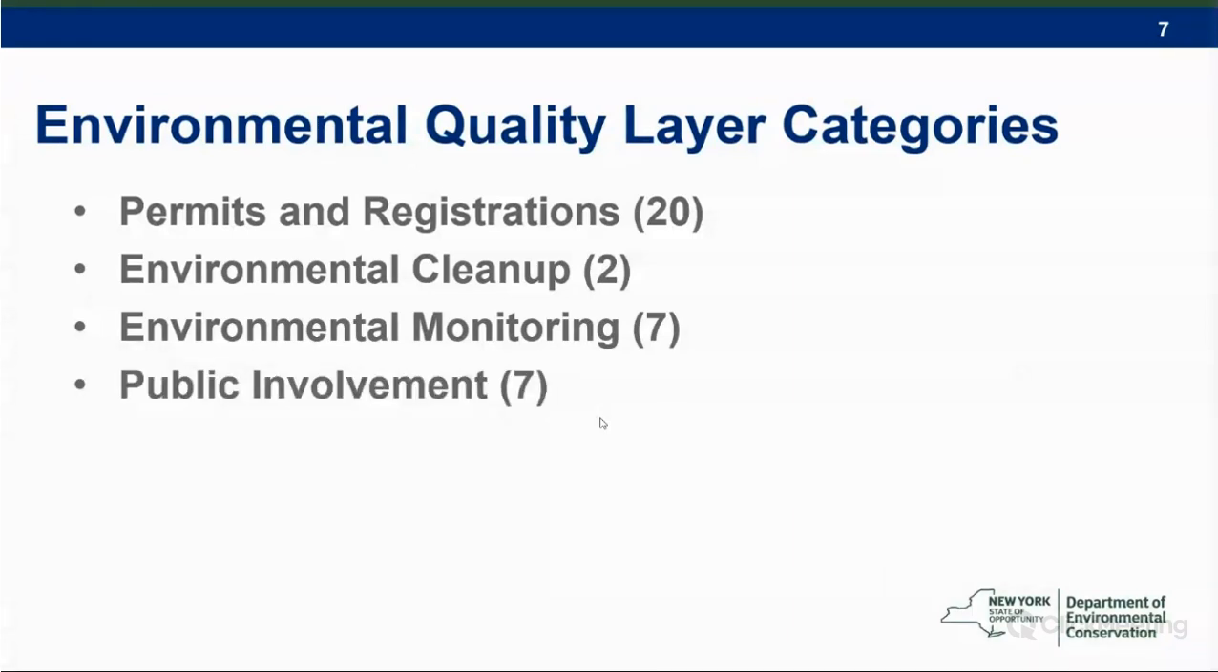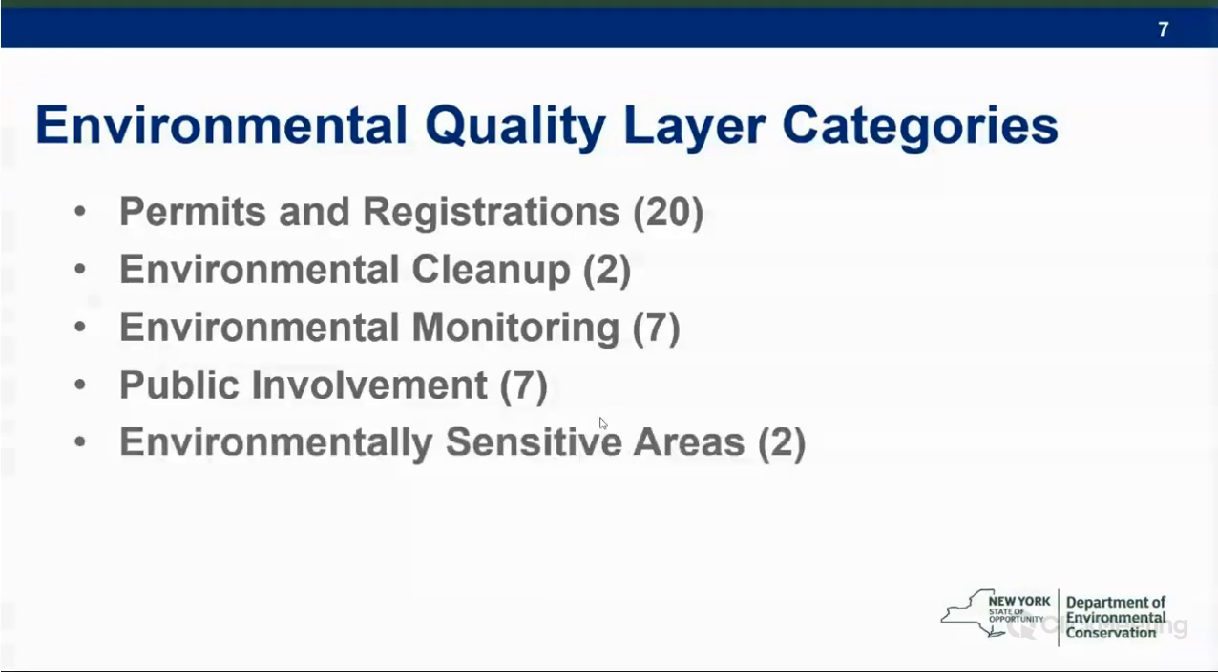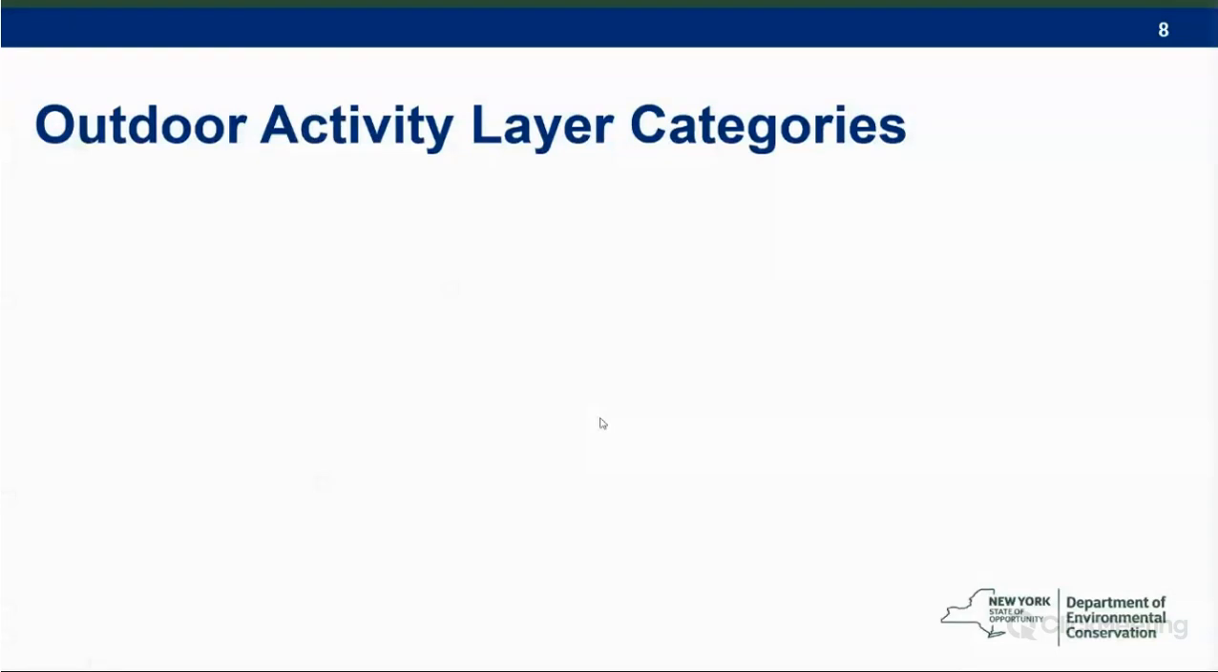Public involvement includes things like climate change, smart communities, potentially environmental justice areas. And then environmentally sensitive areas, we have regulated tidal wetlands and our critical environmental areas. And then last but certainly not least, legal information is always a hot topic. We have consent orders and hearings and permits under there.